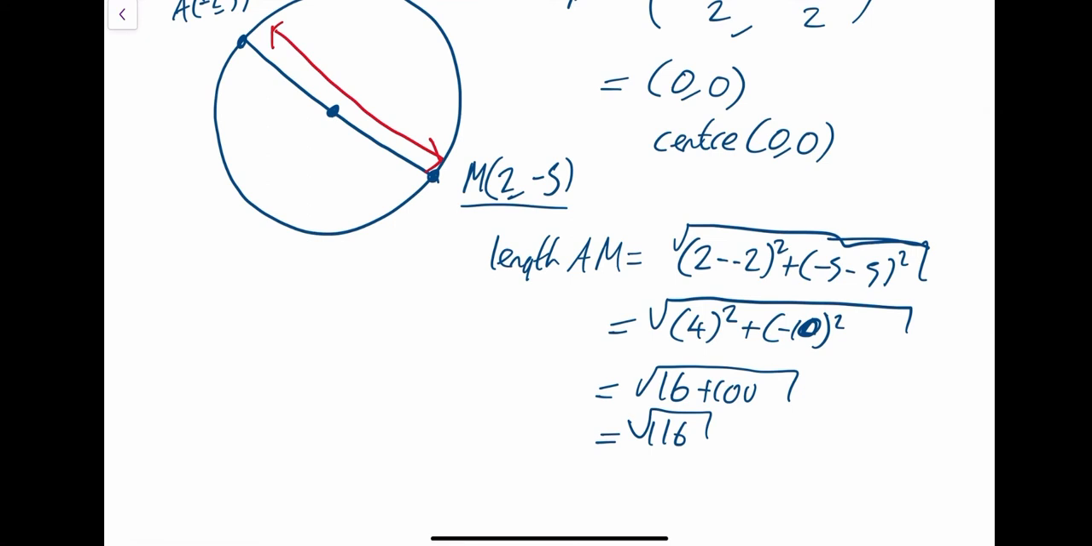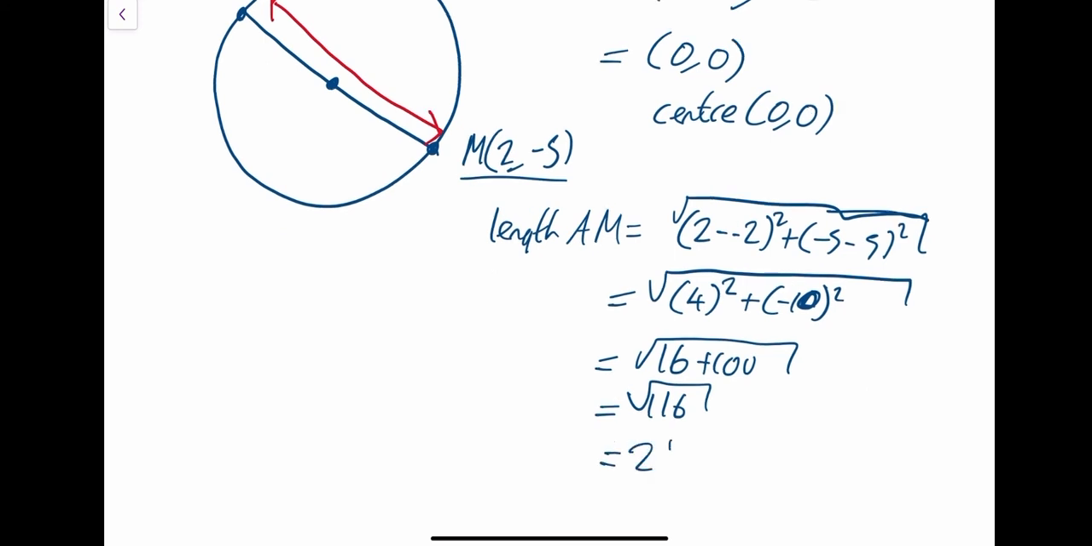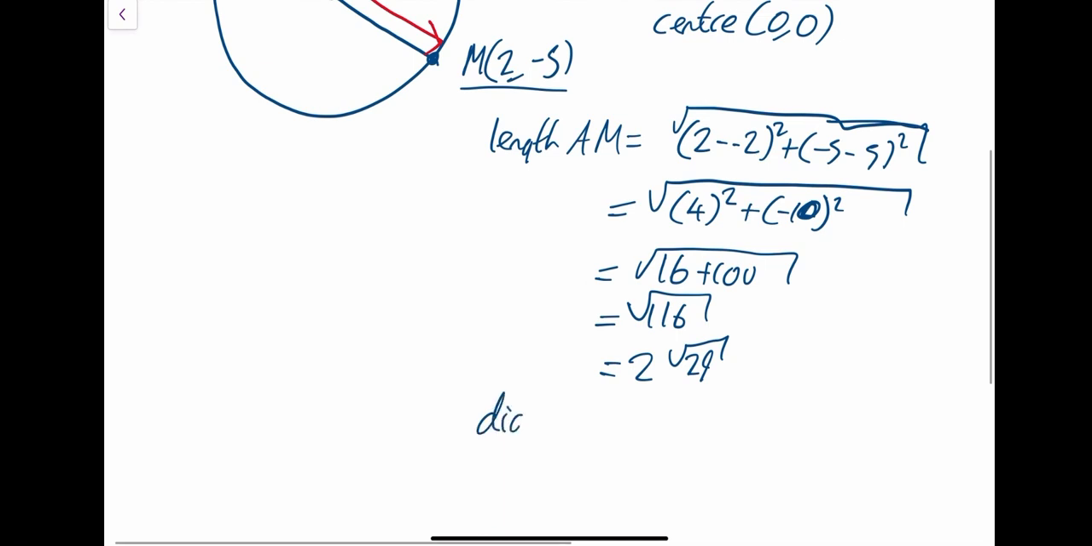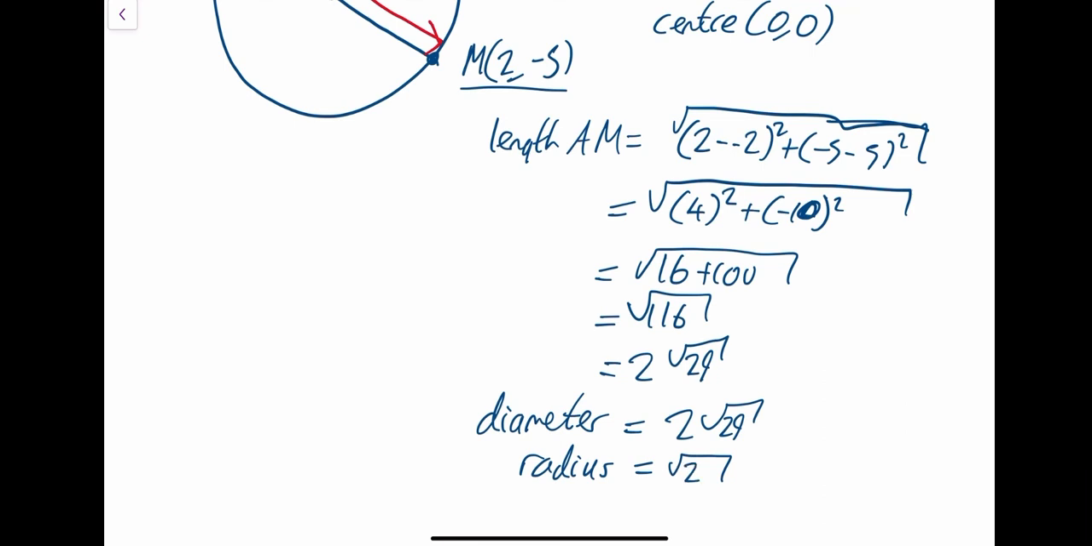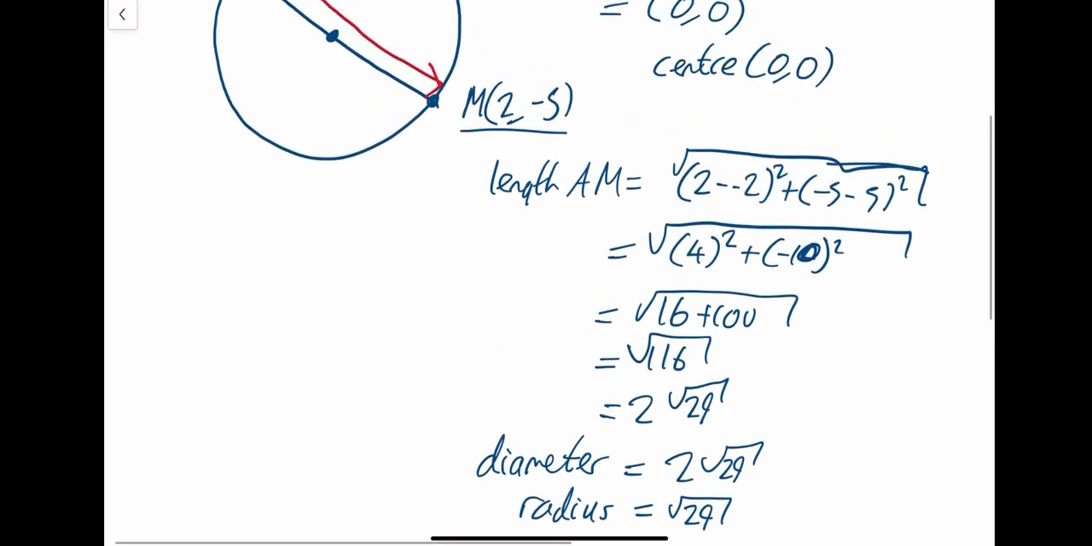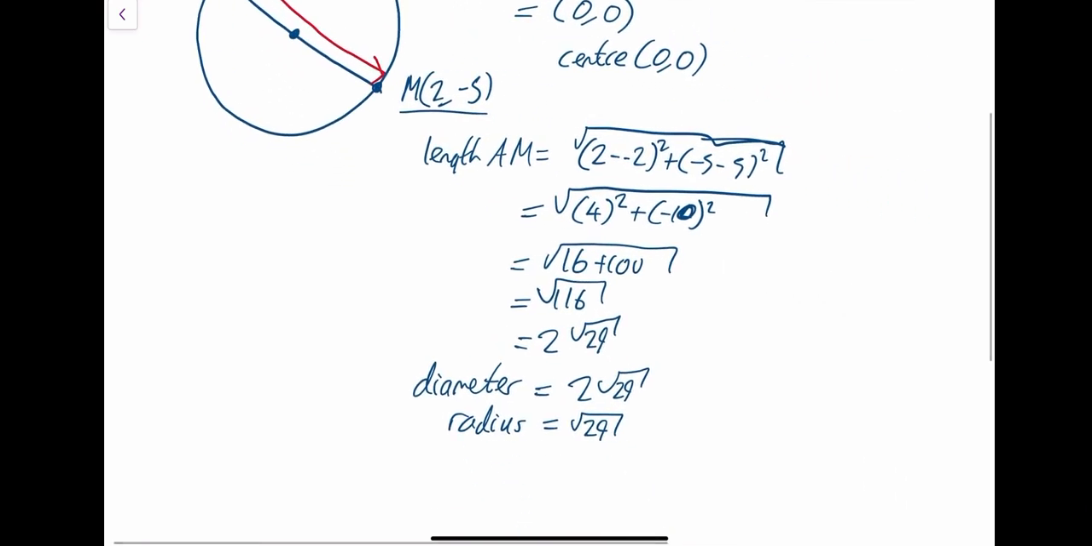So I'm going to just do that on my calculator. The square root of 116 is equal to 2 root 29. So that means the diameter is equal to 2 root 29. So I can say then the radius is half of that. And when I have it in that form, it's dead easy to see half of 2 root 29 is just root 29. So we know our center is (0, 0) and the radius is root 29.